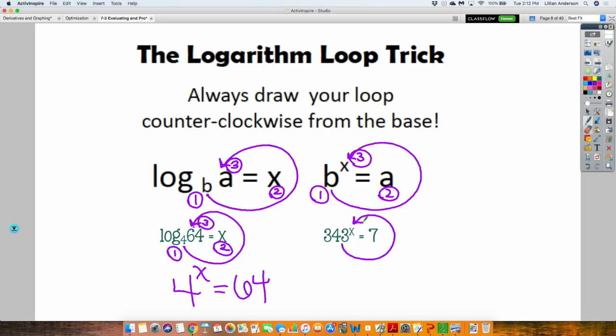Same thing here. Do the loop. This is 1, this is 2, this is 3. This is how you go from exponential form to logarithmic form. Of course, you've got to have your log because you're going to logarithmic form. The next thing comes is the base, then your 7, and that's going to equal x. This is how you go from exponential form to logarithmic form.